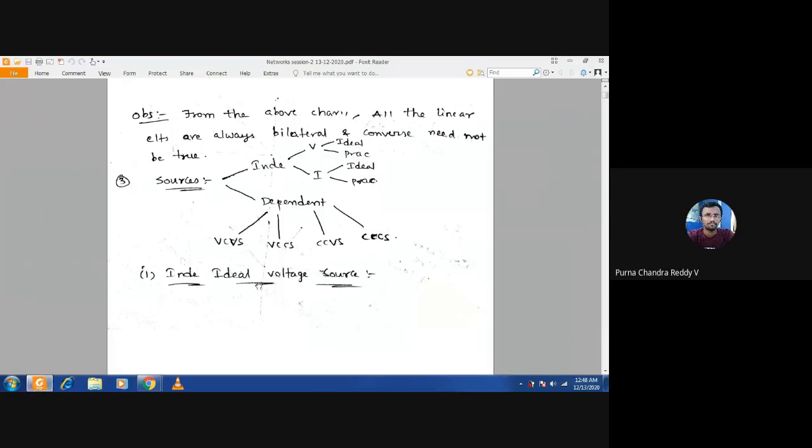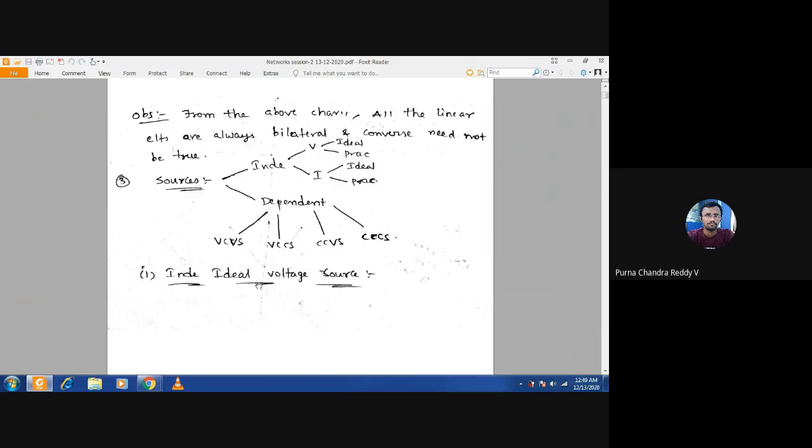Okay. Thank you. I told you already the different types of sources. The basic classification is independent source and dependent source. In independent sources, we have voltage source and current source. In voltage source, we have ideal voltage source and practical voltage source. Similarly, in current source also, we have ideal current source and practical current source. So that's about independent sources.